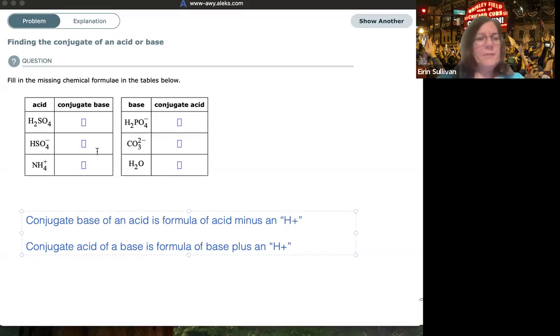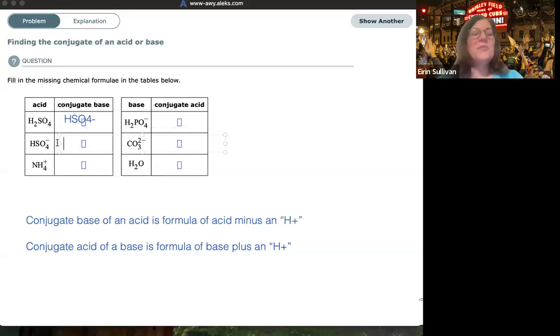Okay, so let's see, we've got H2SO4, which is our acid. If it donates a proton, it's going to lose one hydrogen and it's going to lose a 1+ charge. So we'll end up with HSO4, and the charge on that will be -1, HSO4 minus. Okay, what's our next acid?